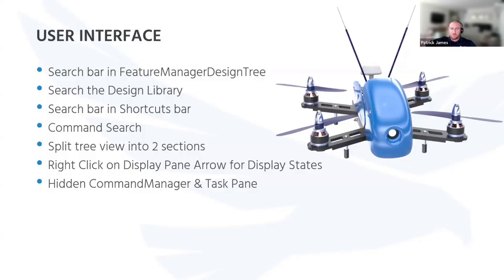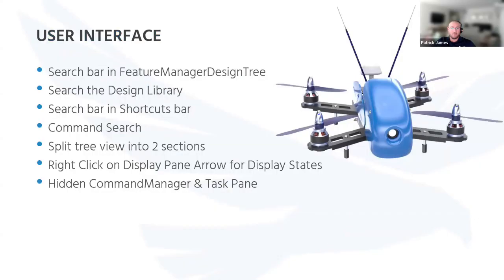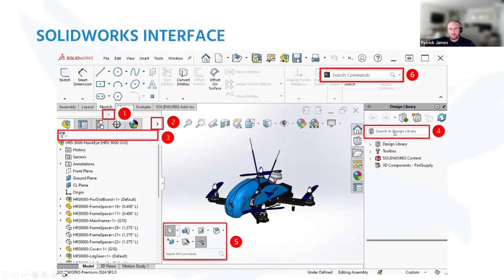So I'll start off here with just the FeatureManager design tree and the search bar. In the interface, there's lots of different stuff in here that maybe we don't always notice. I pretty much have mine at default settings most of the time, and some of the things I don't really use that often, but it's good to remember that they're there. One of them is that search bar, the little filter icon. You can search for features or parts within the part or assembly you have open. The design library, command search as well. So search bars all over the place.